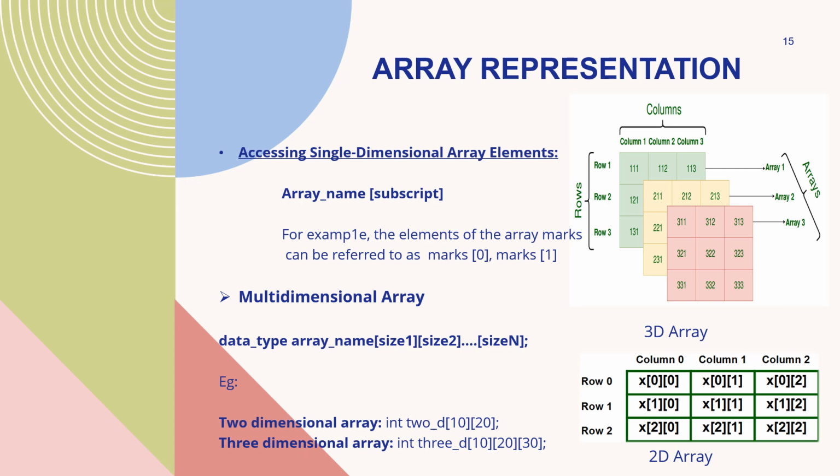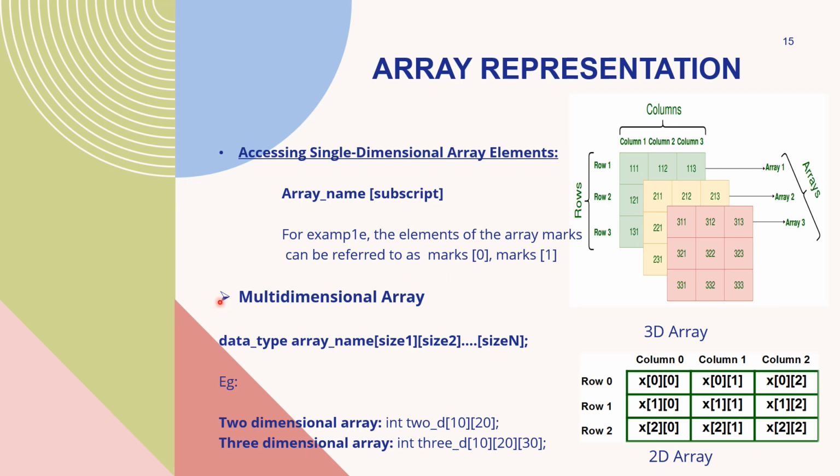To access a single dimensional array element, we need to call it by using that particular array name with the index number in the subscript. Like if I want to access the element of the array marks having index 0, I can access it by using marks[0]. Or if I want to access the first index element, I'll access it by using marks[1]. It is also called marks of 0, marks of 1, marks of 2, and so on.